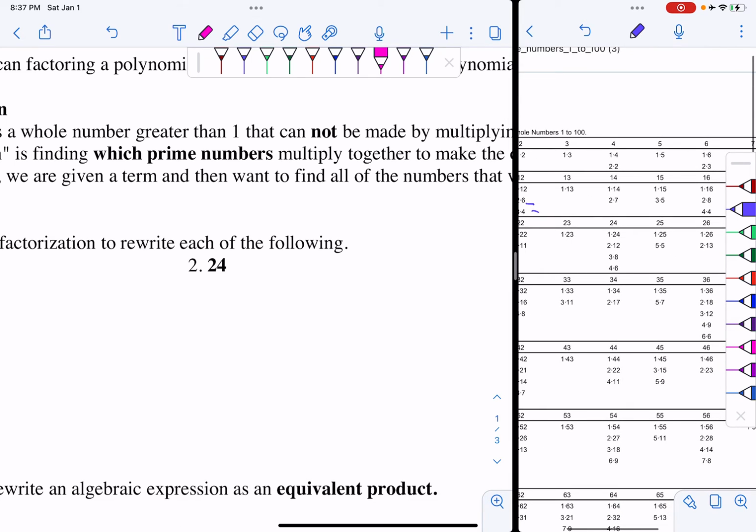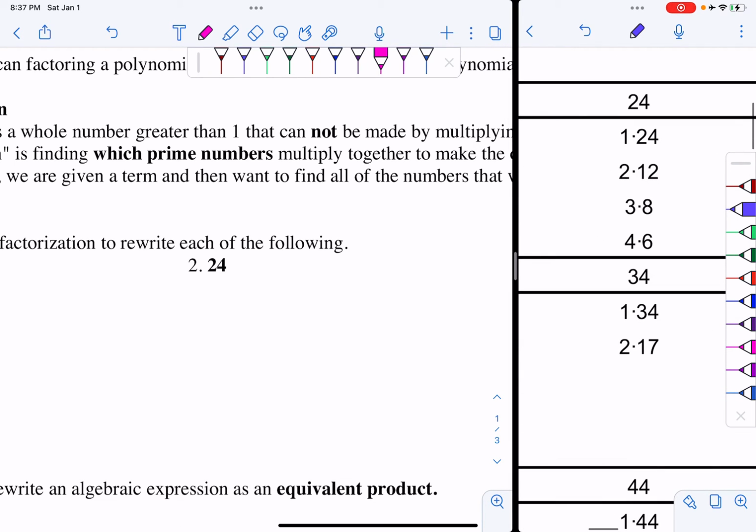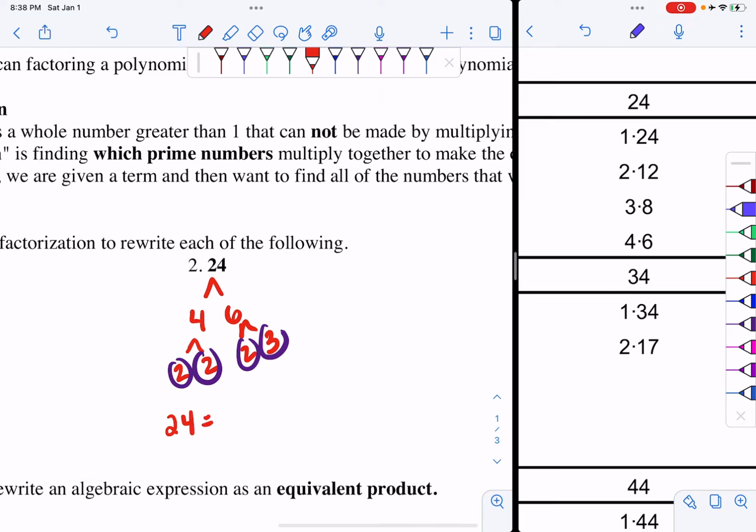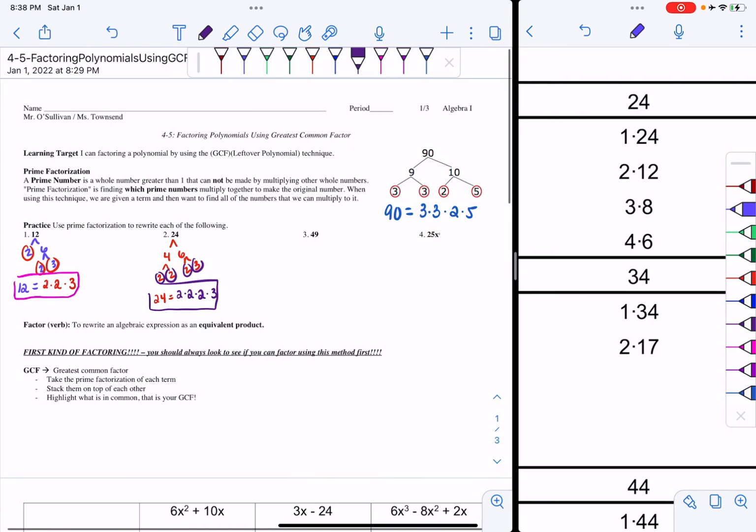Now, let's do the number 24. For the number 24, I can do 2 and 12, 3 and 8, or 4 and 6. I'm going to do 4 and 6. To break apart a 4, I would use 2 and 2. But the thing is, I can't break apart 2's anymore, so I circle them. And then to make a 6, I would do 2 and 3. And I can't break apart those anymore, so I circle them. So I could say 24 is equal to 2 times 2 times 2 times 3. And that's my final answer.